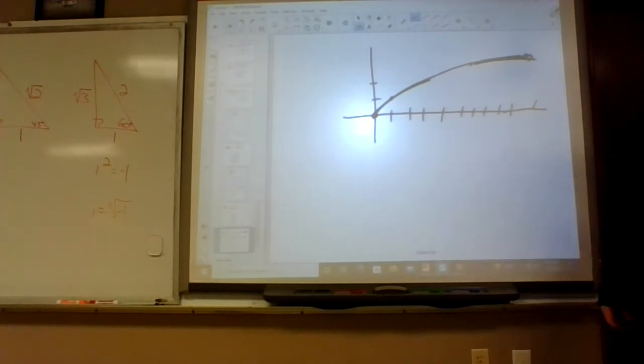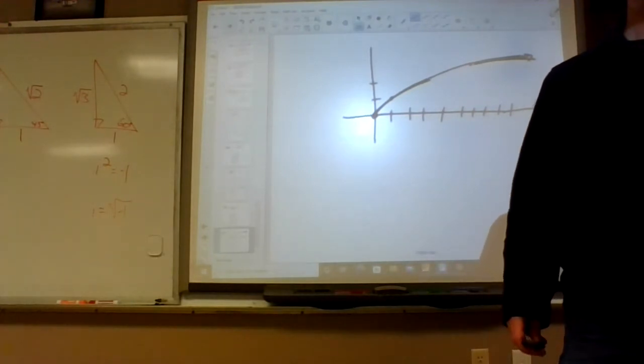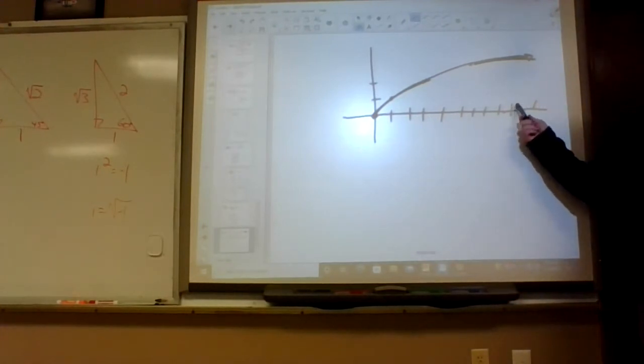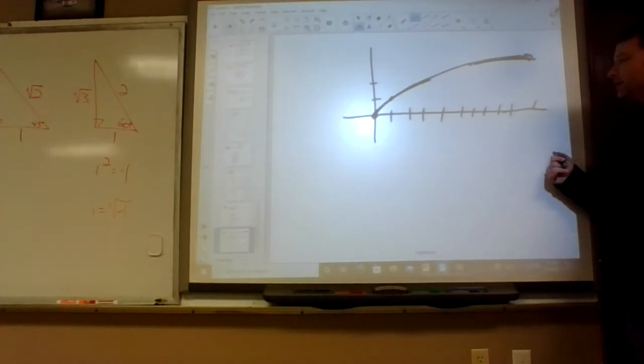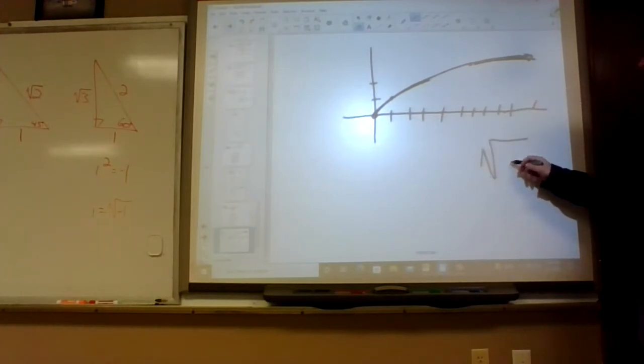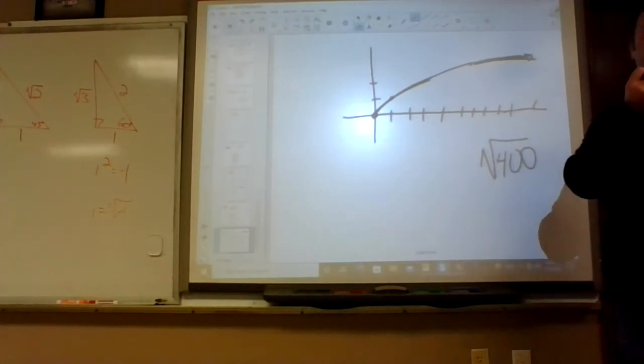Alright. Does it ever start going down? No, because the bigger the x value you plug in, if you plug in 100, you get 10. You plug in 400, you get 20. So the bigger the x value you plug into a square root, it still gets bigger, but just slower and slower. So it still goes up forever.